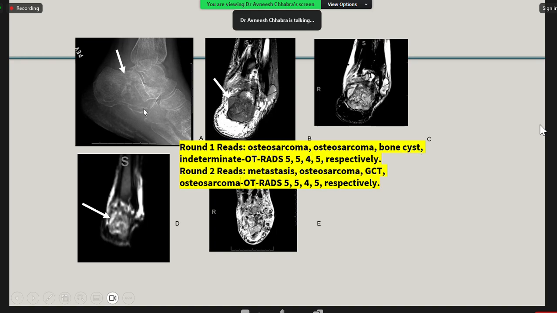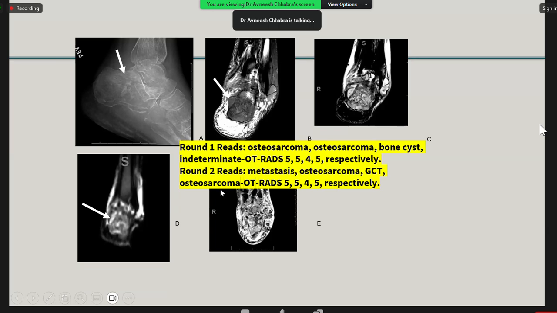It looks very aggressive, right? So they were thinking malignant when they're thinking OT-RADS. They were thinking benign because cyst commonly happens there. See what's going on here? But if you put these together, this is not a cyst, right?